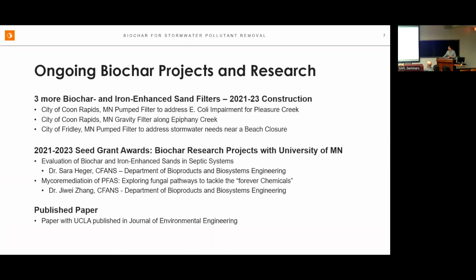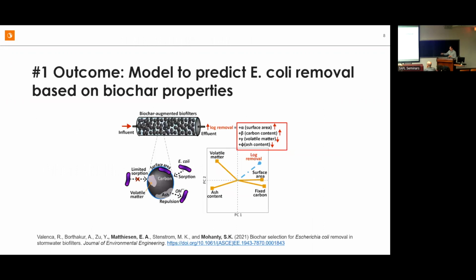We have some ongoing projects. We have 3 more filters going online this year. We're working with a couple professors at the University of Minnesota exploring PFAS and micro remediation and biochar, maybe using biochar in septic systems. And then from that test that we did with UCLA, we did publish a paper with them looking at how to produce your biochar to predict E. coli removal. So that's all I got, and I think I'm out of time.